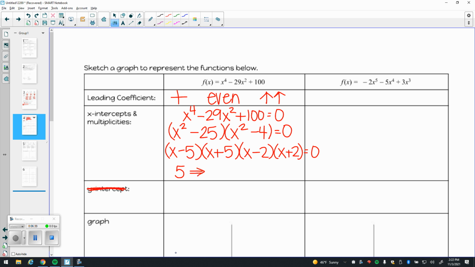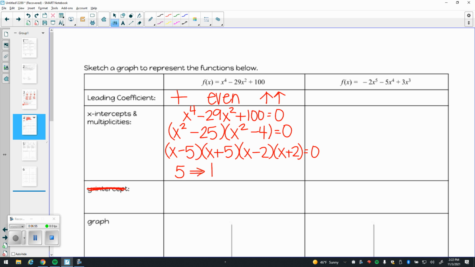Multiplicity is the exponent attached to the factor. Because these should always be to the first power, yes? You can't leave it if it's not to the first power. So this has a multiplicity of 1.